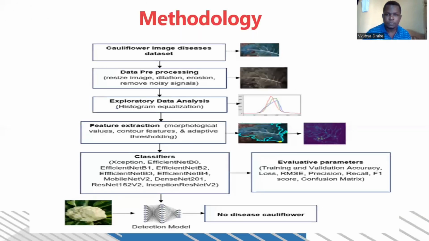So it started by providing this cauliflower image dataset. Then there was data preprocessing, as you're going to see. Exploratory data analysis was made using histogram equalization, and then feature extraction using morphological values, contour features, and others. And then finally, the models were used to learn and predict these diseases, and different evaluation metrics were used. Then after, when new images are provided to this detection model, it can really classify whether it's diseased or not.